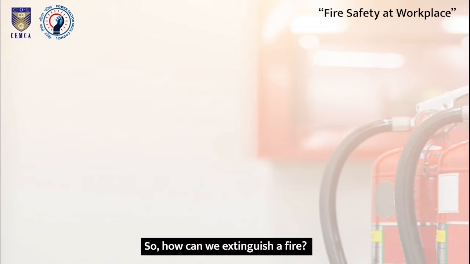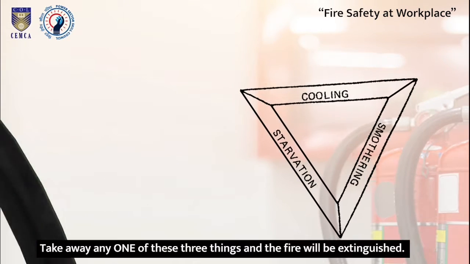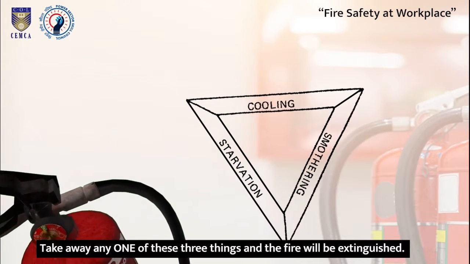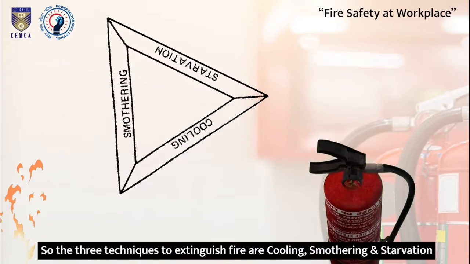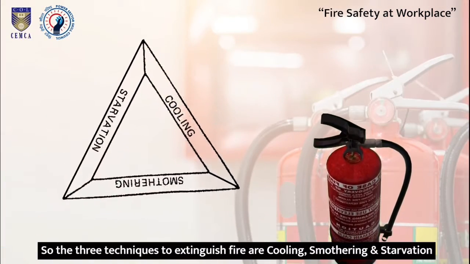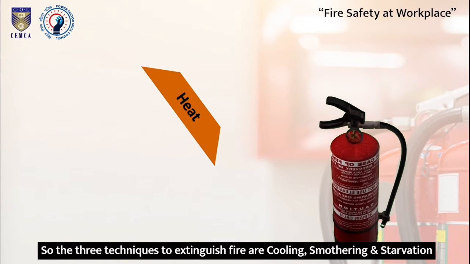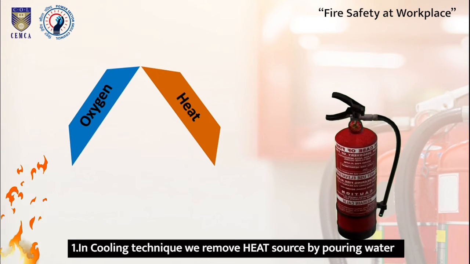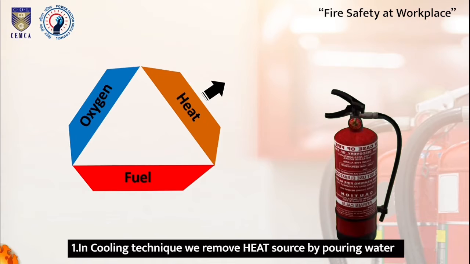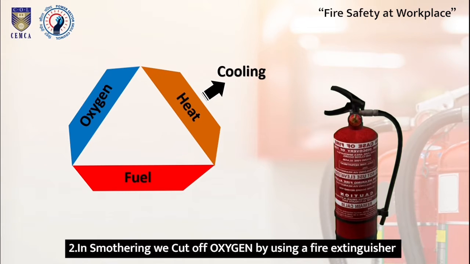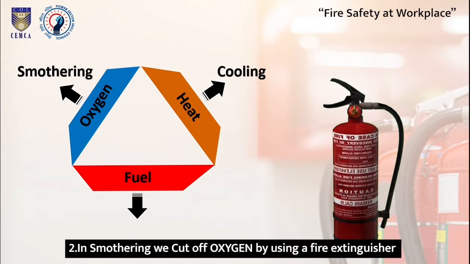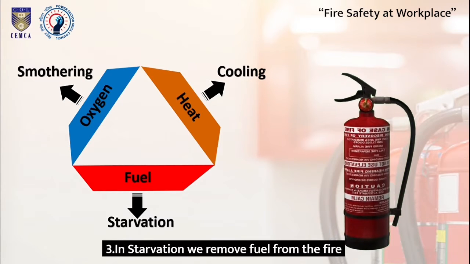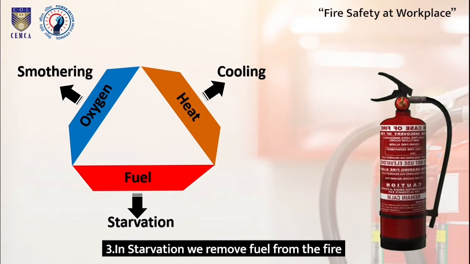So how can we extinguish a fire? Take away any one of these three things and the fire will be extinguished. So the three techniques to extinguish fire are cooling, smothering and starvation. 1. In cooling technique, we remove heat source by pouring water. 2. In smothering, we cut off oxygen by using a fire extinguisher. 3. In starvation, we remove fuel from the fire.